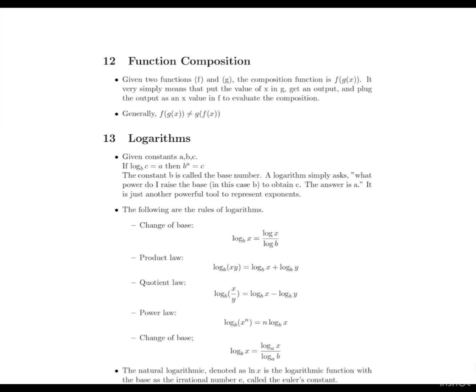So given two functions f and g, the composition function is f of g of x. If I ask you to evaluate f of g of 2, you first take your g of x function, take 2 as the input, get the output, and the output you get from g of x is what you put as the input to f of x, and that's how you evaluate the composition. It's very simple. Generally, f of g of x is not equal to g of f of x. The process is not commutative. This is a very simple concept, I guess.